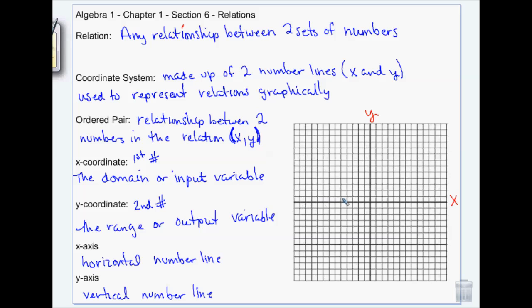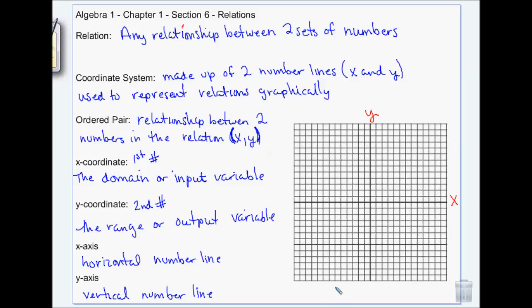The x-axis is a horizontal number line, right here, and the y-axis is vertical. One way to remember that is y has a long tail, so y itself is kind of vertical, so the axis is also vertical.